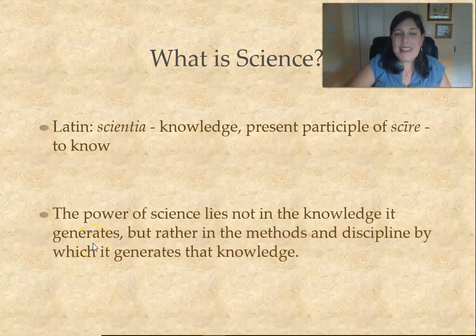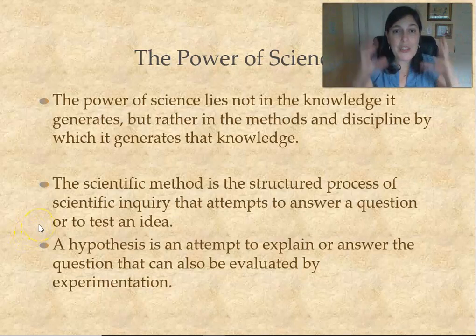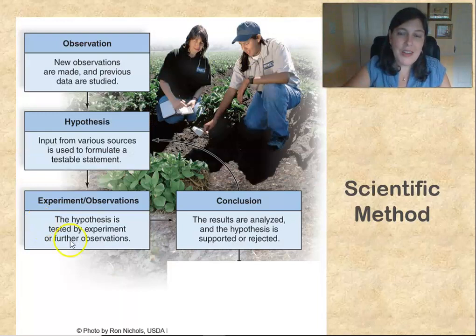But the power of science lies not in the knowledge it generates, but rather in the methods and discipline by which it generates that knowledge. Science is about knowing because of the scientific method. It's the process that we use to do science that makes it science. The key thing for the scientific method is two things that I like to think of as the two keys: the hypothesis and doing an experiment. So we're going to spend most of our time just on this slide.